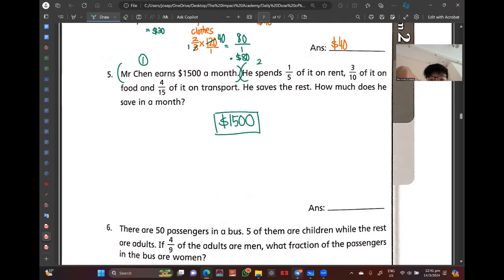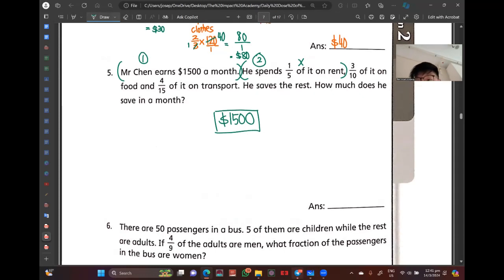Okay, now what did he do? He spends 1/5 of the income of what he has earned on rent. Am I making sense? So again, the magic word here is the word "of", right? So 1/5 of, do you all know it means how much in this question? 1,500. Very good. Am I making sense here?